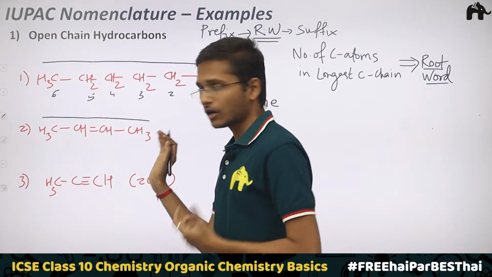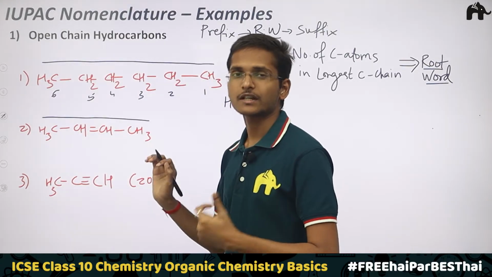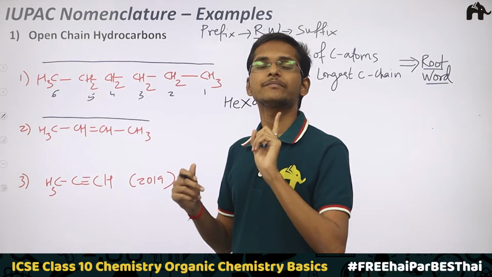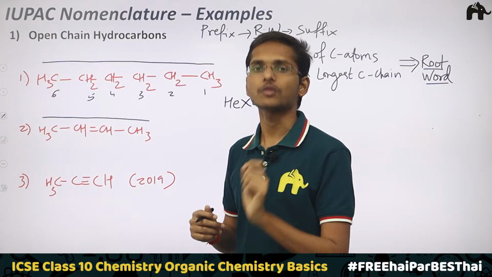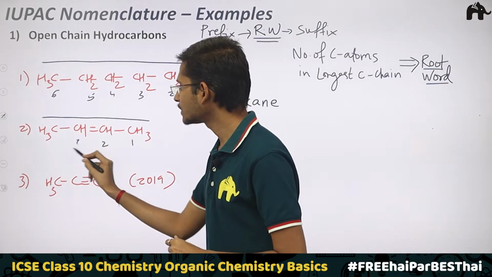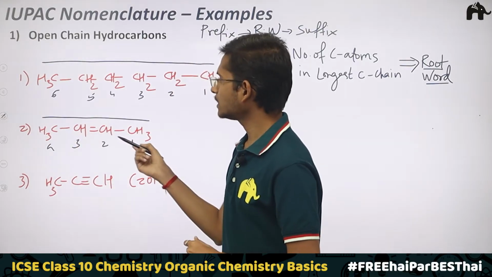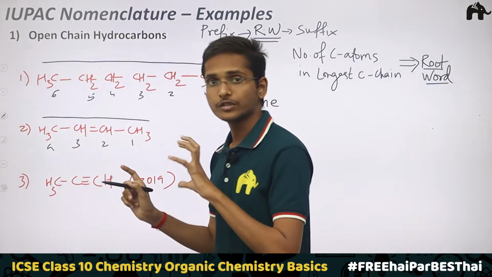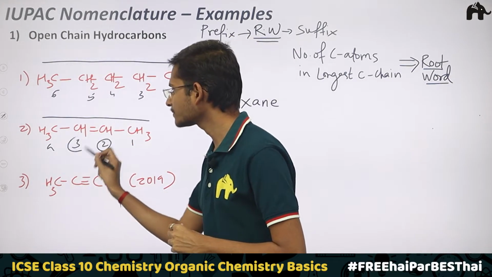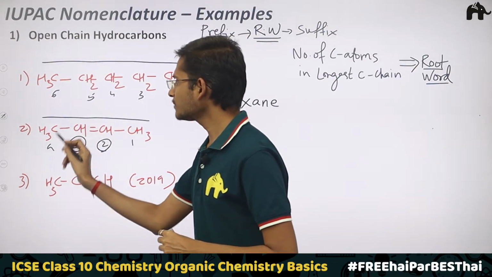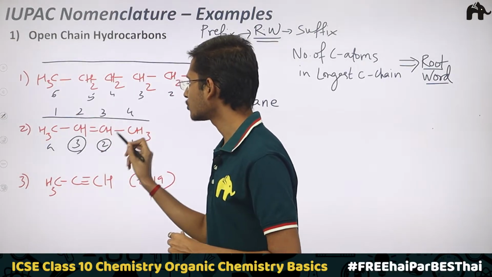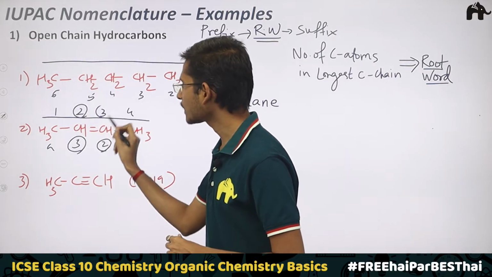Here you need to take care of one thing: how to number the carbon chain. We need to keep track that the functional group or the alkyl group must get the lowest possible number. So if I start numbering the carbon chain from this side, 1, 2, 3, 4, then our double bond, you need to understand one thing: the double bond is between the second and the third carbon atom. When I start numbering from the other side, 1, 2, 3, 4, again the double bond is between the second and third carbon atom.